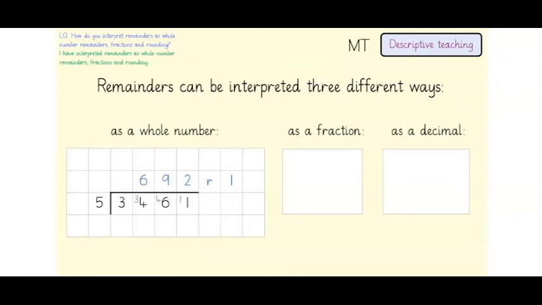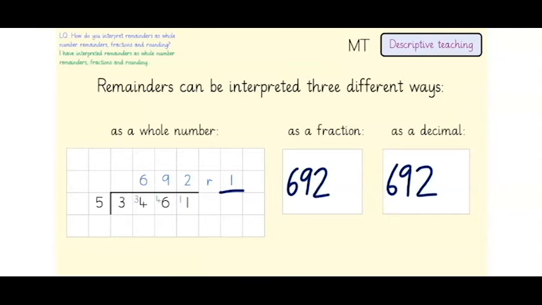Now let's look at our answer from that question. Our answer was 692, remainder 1. I've given my answer as a whole number, but we can always give remainders as fractions and also as decimals. Our whole number is always going to stay the same. So I'm just going to fill those two in now.